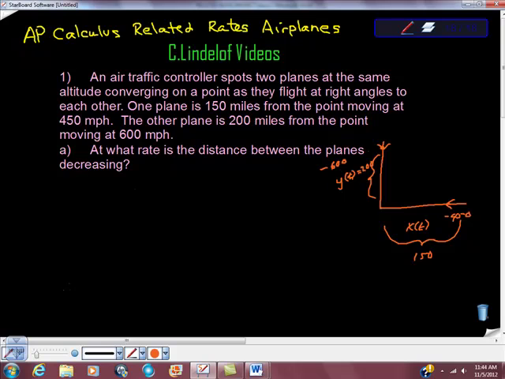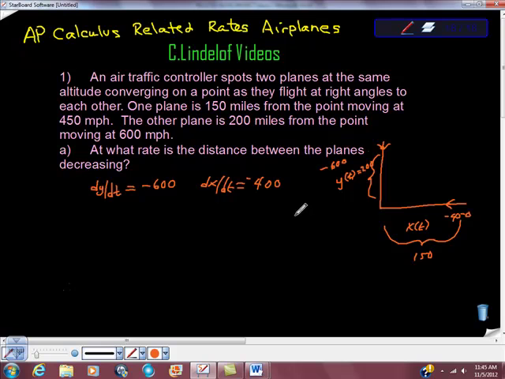So I'm just going to start writing down some stuff that I know. One thing that I know is that dy/dt, the rate at which the plane is moving this way, given time, is negative 600 miles per hour. dx/dt, because they gave it to us, is equal to negative 400, because it's converging on this point, right?